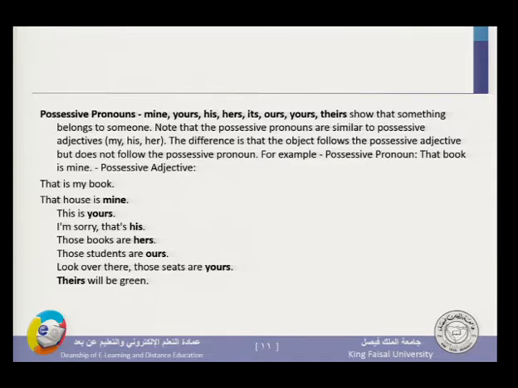But if you use possessive pronouns, they must not be followed by an object. So if somebody asks whose pen is this, we say yours, ours, hers. And we notice that they are not followed by an object.